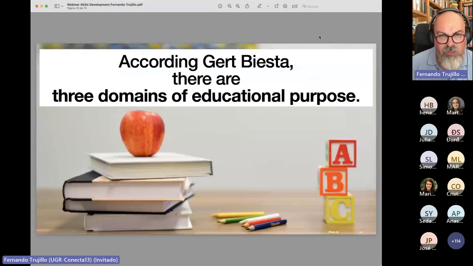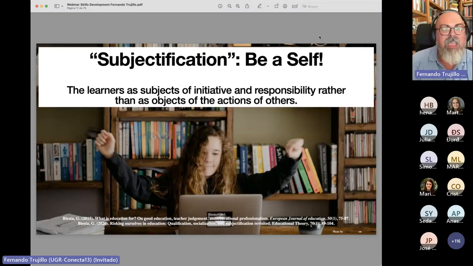It's a social construction. For example, according to the educational philosopher Gert Biesta, there are three domains of educational purpose. The first of these three domains is called by Biesta subjectification, and the call is: be a self. The learners develop their own sense of initiative, their own sense of responsibility, rather than being objects to the actions of others. So the question is, how can we help our students subjectify themselves despite the Coleman report?